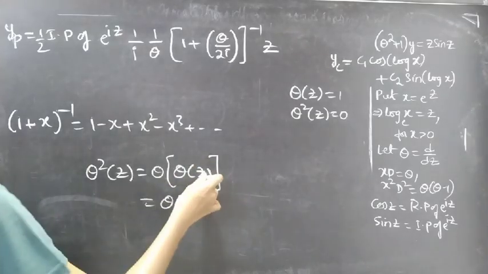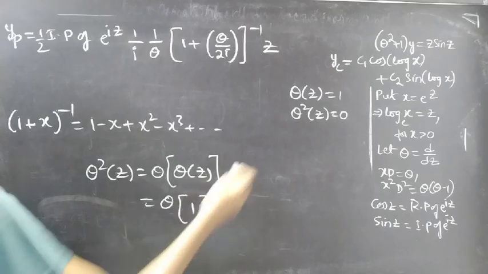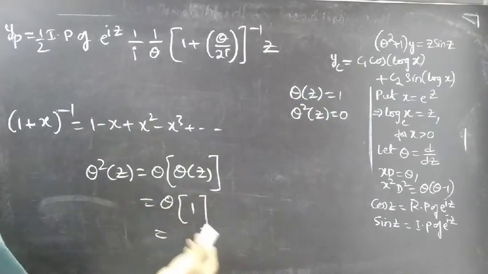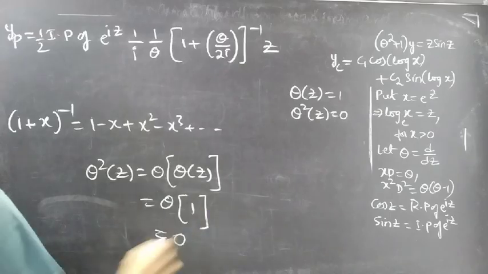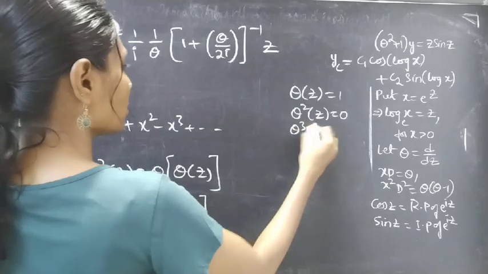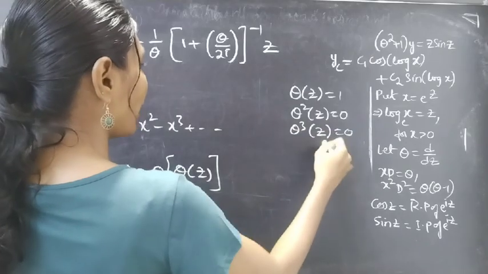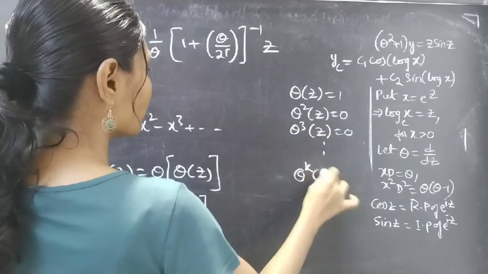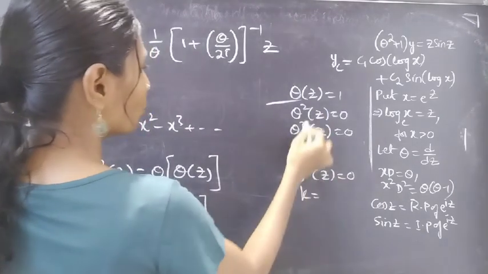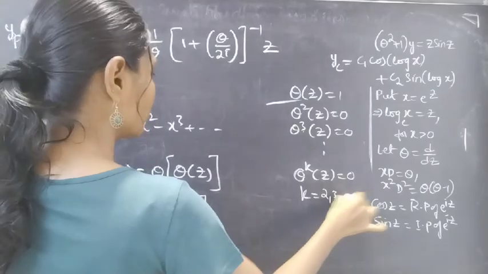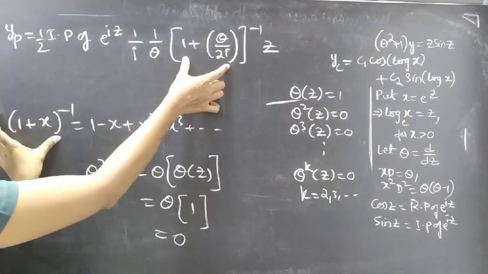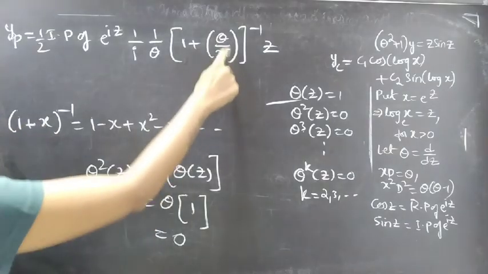We know that derivative of z with respect to z is 1, right? So we have the value of D of z, which is 1. And D of 1, derivative of 1 with respect to z, is 0, since 1 is constant. So, D square of z is 0. Likewise, D cube of z is 0, and so on. In general, D power k of z is 0 for k equals 2, 3 and so on. Keeping this in mind, we'll expand (1 plus D by 2i) whole inverse for x equals D by 2i.